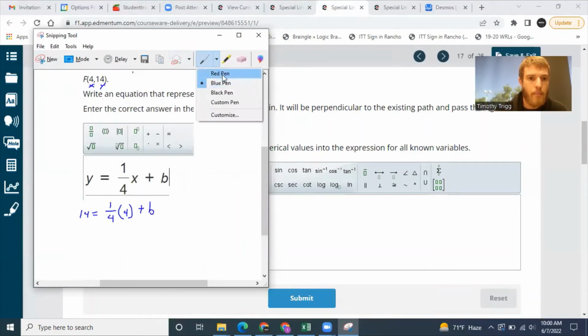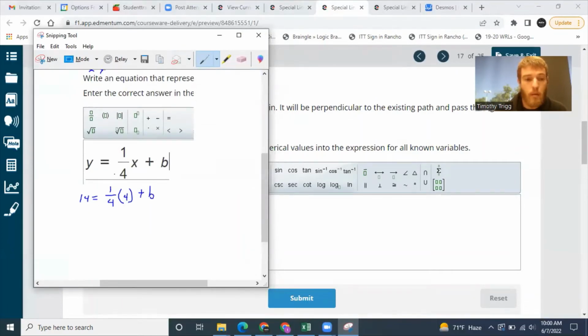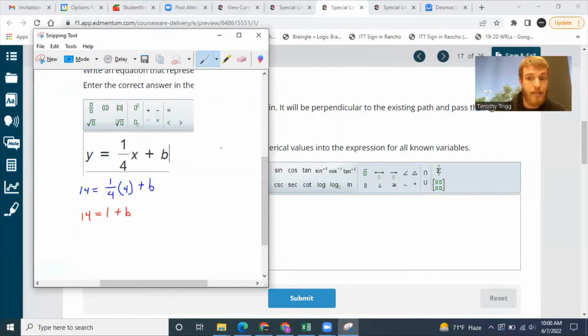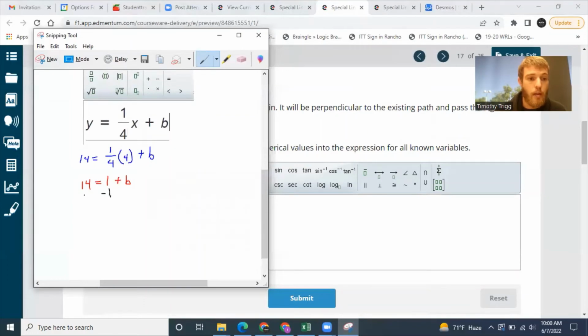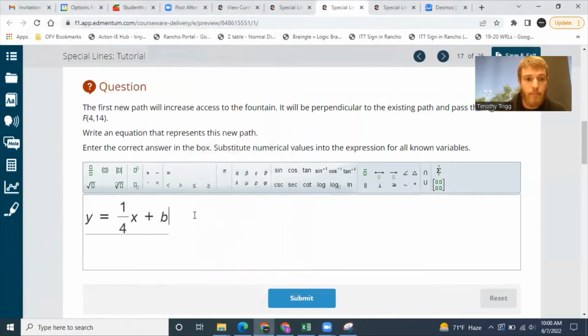How do I multiply 1/4 times 4? Remember, when we multiply a whole number times a fraction, you multiply times the top, then divide by the bottom. So 4 times 1 is 4. 4 divided by 4 is 1. So this gives us 14 equals 1 plus b. Now to solve for b, or in other words, get b by itself, we're going to go ahead and subtract 1 on both sides of this equation, giving us that 13 is the value of b. Perfect. And that's it.